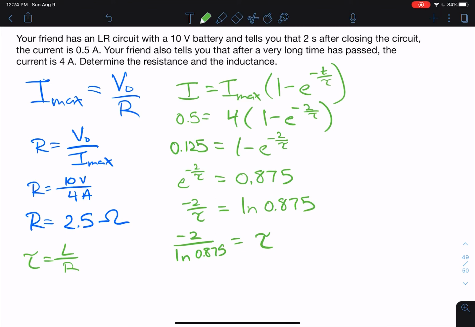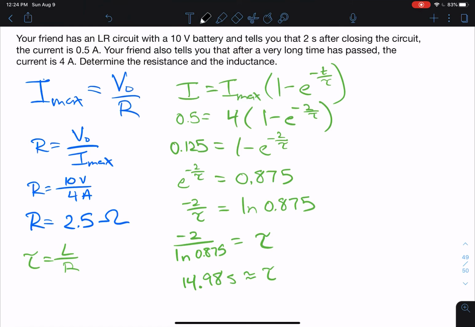And so now just use my calculator. And I get approximately 14.98 seconds is tau. Okay, so now I know tau, and I know the resistance, so I can easily solve for L. So let's do that.